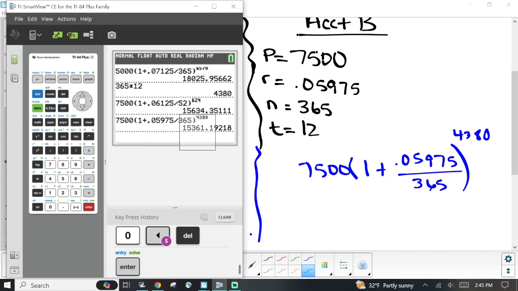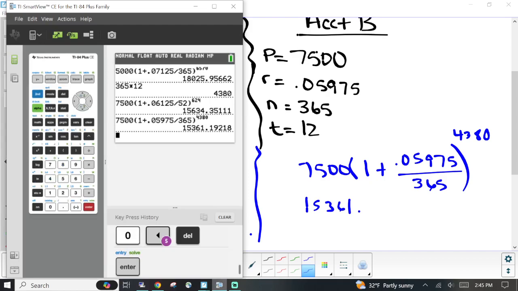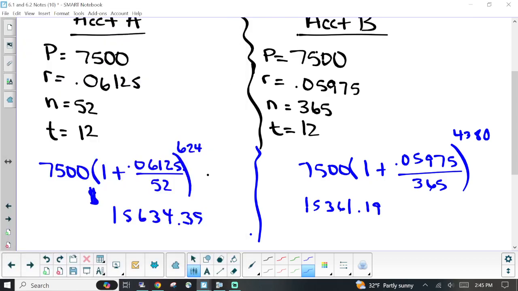Now, I know $300 over 12 years doesn't seem like a lot, but why would you turn down an extra $300 just because you were lazy and didn't want to check interest rates? Again, little things can make the difference. So this one's 15,361.19. If you're financially literate, you would definitely choose account A because it's worth more money.